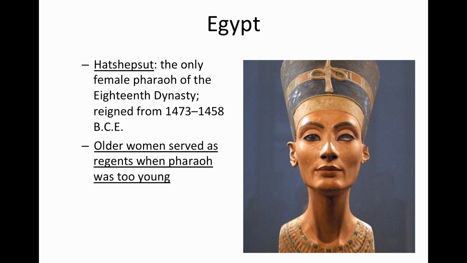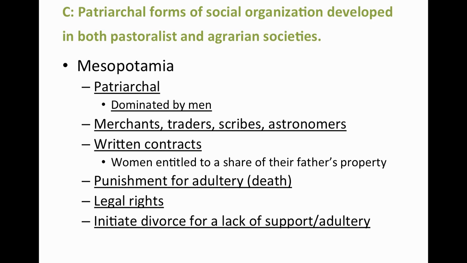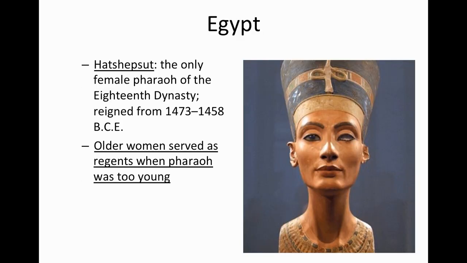In Egypt, a similar situation to how women were treated in Mesopotamia. But we always remember that in Egypt, women were political leaders. Hatshepsut is the only female pharaoh. She reigned between 1473 and 1458. Older women often served as regents when a pharaoh was too young, like King Tut. So an older woman would kind of govern until that pharaoh was old enough to govern himself. So in terms of the structure, it's probably going to be very similar to Mesopotamia. But again, we're going to add Hatshepsut and the fact that women in Egypt could rule.